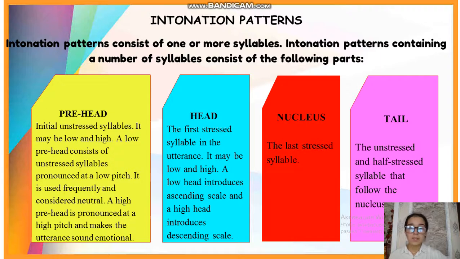The next one is intonation patterns. What is it? Let me explain it. Intonation patterns consist of one or more syllables. Intonation patterns containing a number of syllables consist of the following parts. What are the parts? Prehead, head, nucleus, and tail. They are the intonation patterns. Prehead, initial unstressed syllables.